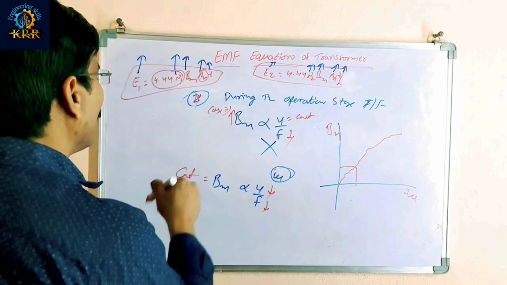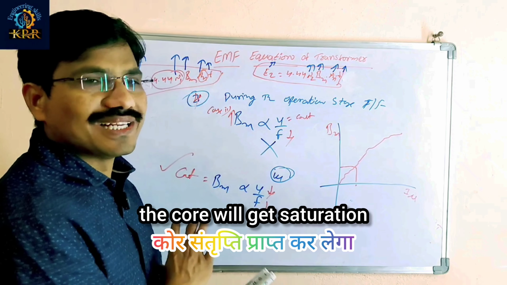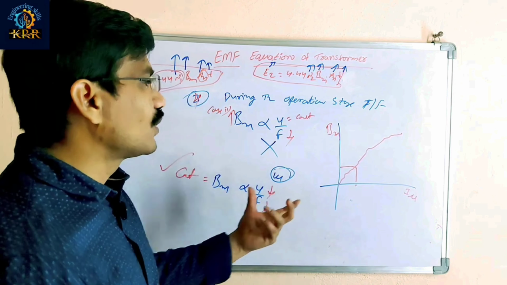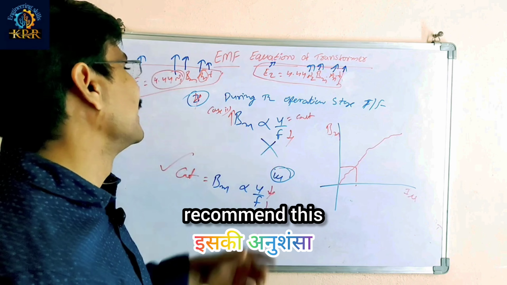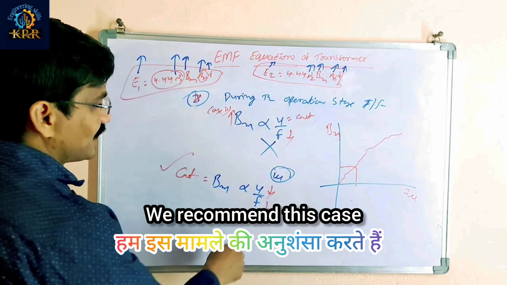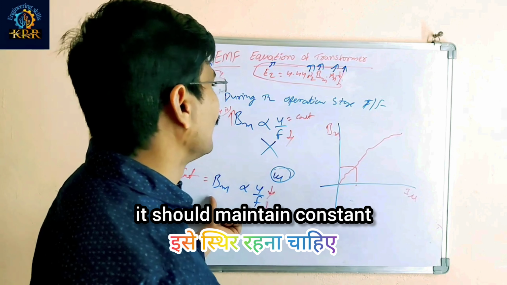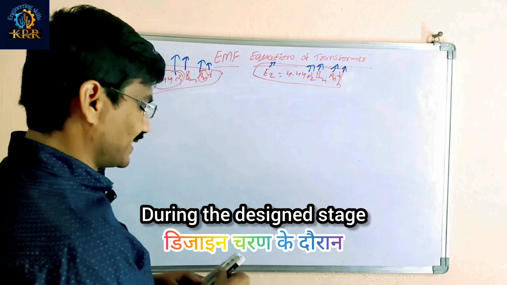We are increasing the Im, the flux density is increasing. At some point the core will get saturation. Core saturation means it will demand more magnetization currents. For that reason we cannot recommend this case. We recommend the case where frequency is reduced and at the same time voltage is also reduced. That time the flux density should be maintained constant.